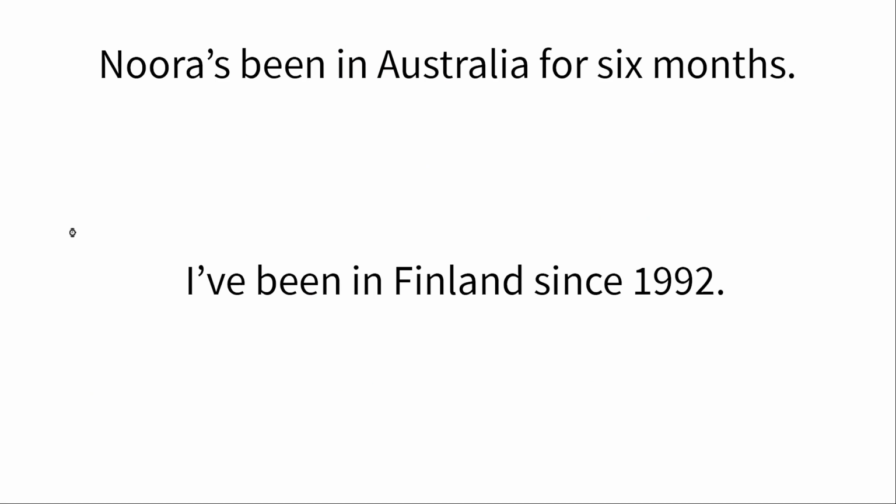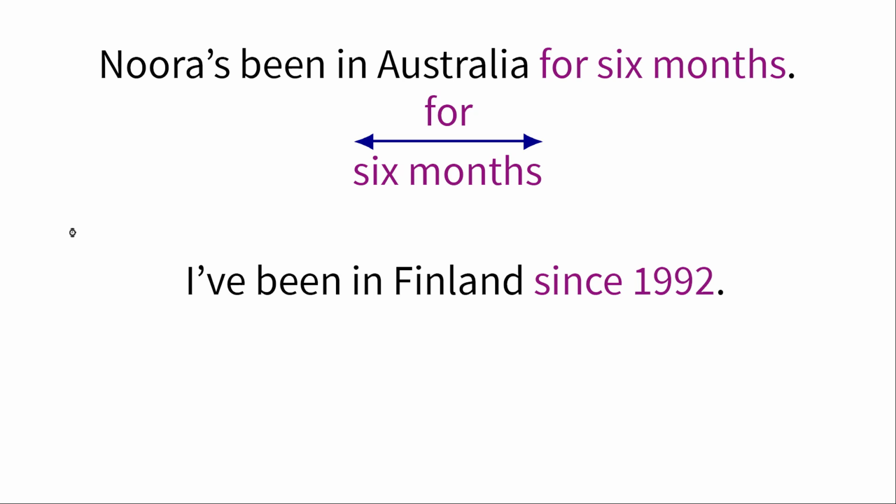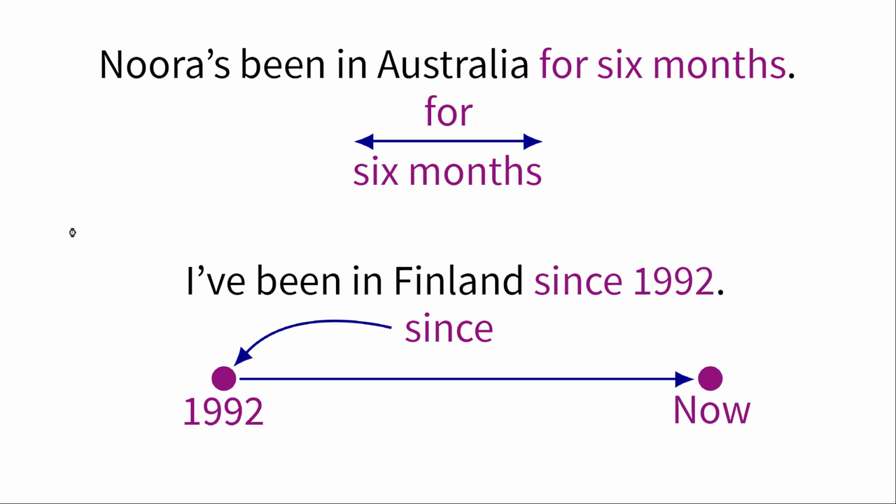Okay, in my answer I said I've been here since 1992, and earlier we said that Nora's been in Australia for 6 months. Let's look at for and since. We use for when we talk about a length of time. For 6 months, for an hour, for 3 days, for a couple of minutes. Doesn't matter how long. But here we're saying I've been in Finland since 1992. We use since with a point in time in the past, until now. I've been in Finland since 1992.